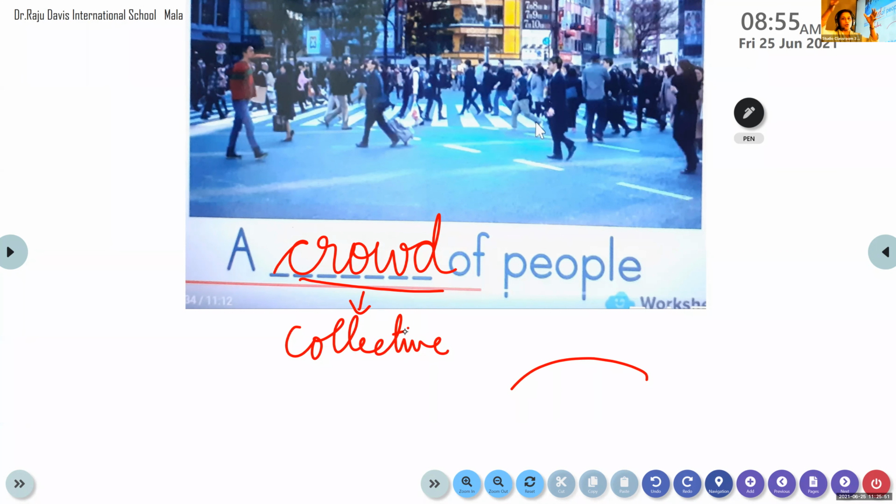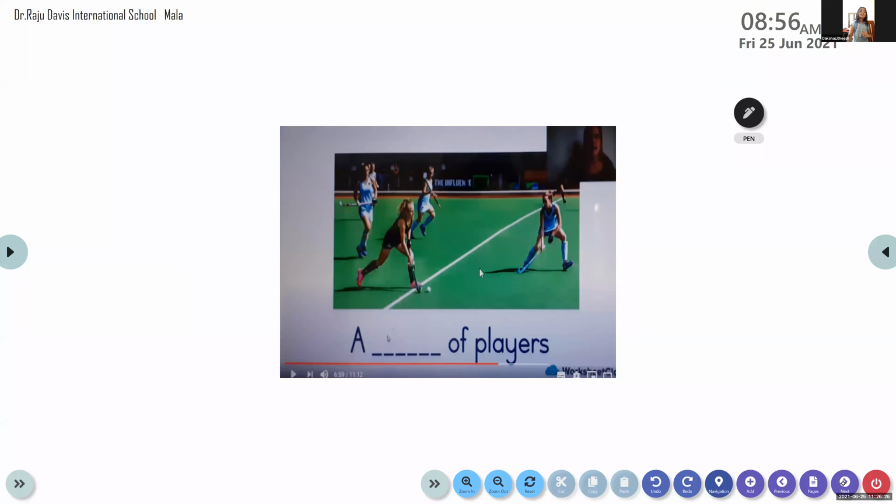For a group of sheep, what do we say? Flock. Very good. The collective noun used for a group of sheep is flock. And for fish, what do we say? Shoal. Very good. Shoal of fish. And for elephants? Herd. Very good. Herd of elephants. And for people, what do we say? Crowd. Very good.